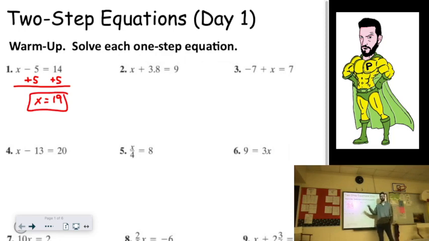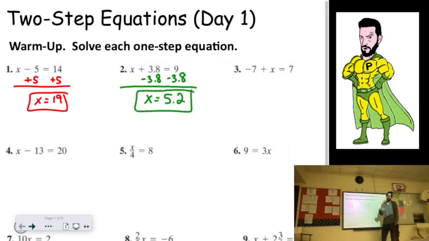X plus 3.8. How are we going to get rid of plus 3.8? Yeah, subtract it. Minus 3.8 on both sides. And 9 minus 3.8 will be 5.2.